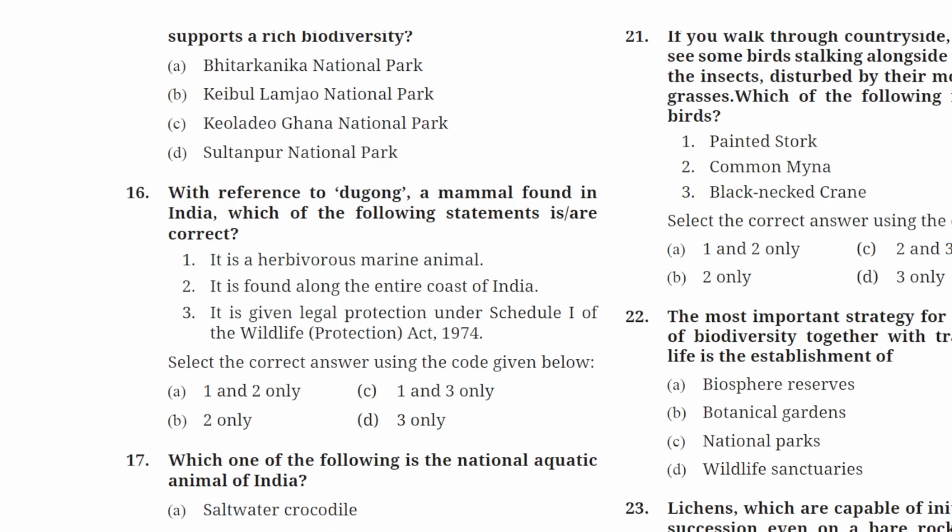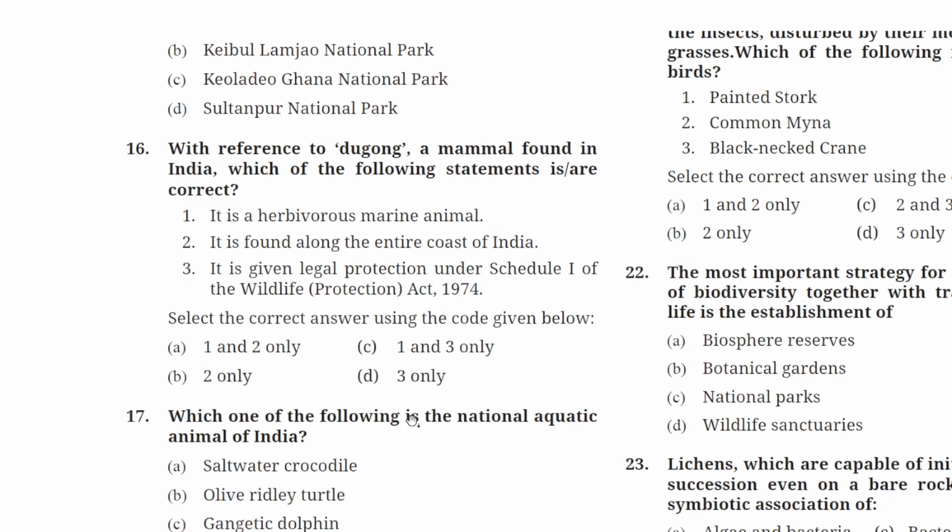Dugong, the scientific name is Dugong dugon. Dugong is a herbivorous marine mammal, often called the sea cow for its habit of grazing on seagrass meadows. The habitats of dugong in India include major reef regions of the Gulf of Mannar, Palk Bay, Andaman and Nicobar Islands, and Gulf of Kutch, not the entire coast. It has been protected under the Schedule 1, rare and endangered species, which are totally protected, of the Wildlife Protection Act of 1972. So answer is C, 1 and 3 only.